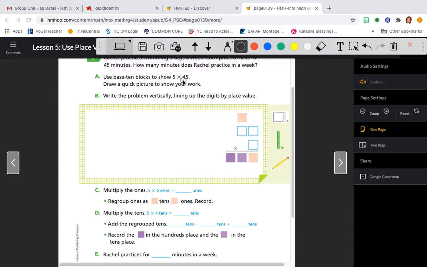So we're going to break down 45. So we have 4 tens. So 1, 2, 3, 4 tens, and 5 ones. And we're going to do that a total of 5 times.